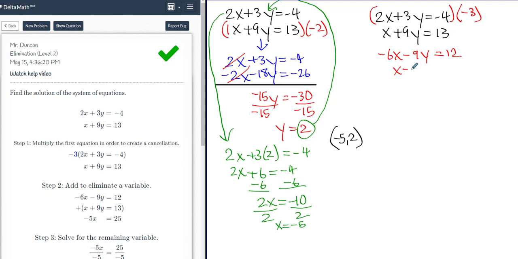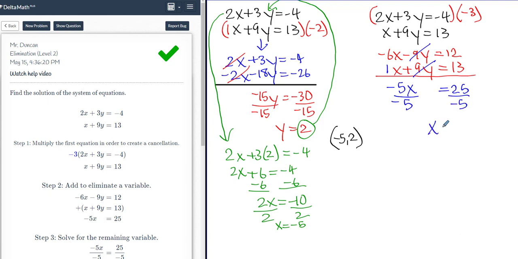So I've got x plus 9y is equal to 13. Because I have a negative 9y and positive 9y, I'm going to add them together, and again, those cancel. So negative 6x added to 1x is negative 5x equals 25. And then I'll divide by a negative 5 on each side.